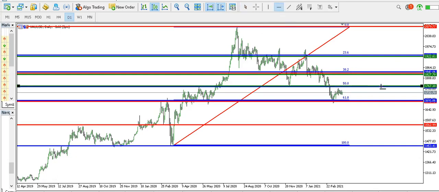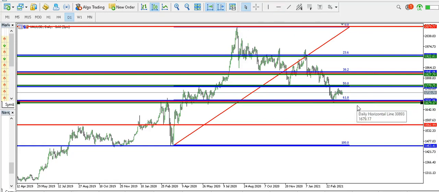Then I have a level here, the 50% Fibonacci level for the daily. It's also a strong resistance level, but it's not as strong as the level here. Then I also have the next, which is 61.8, which is also strong. It's as strong as what we have here. So that is that.